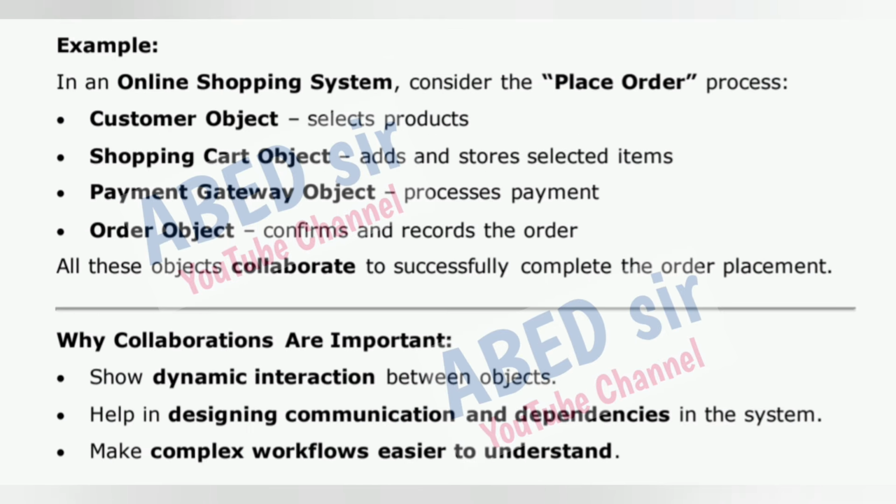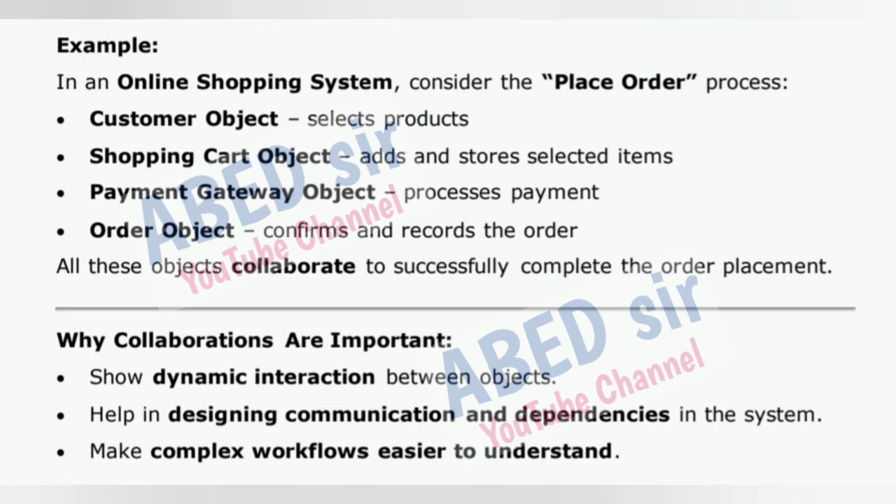Example: in an online shopping system, consider the place order process. Customer object selects products. Shopping cart object adds and stores selected items. Payment gateway object processes payment. Order object confirms and records the order. All these objects collaborate to successfully complete the order placement.